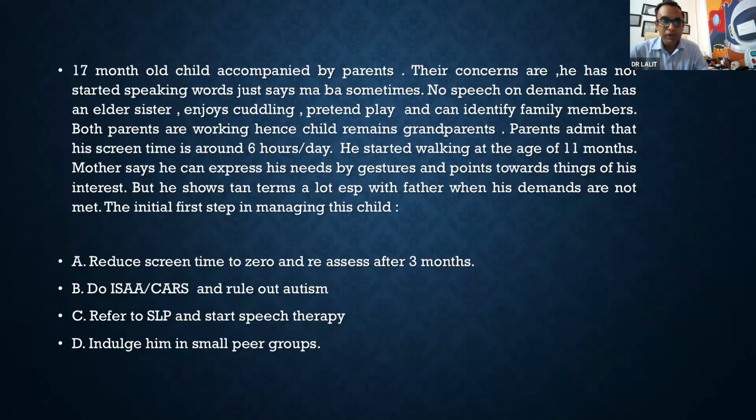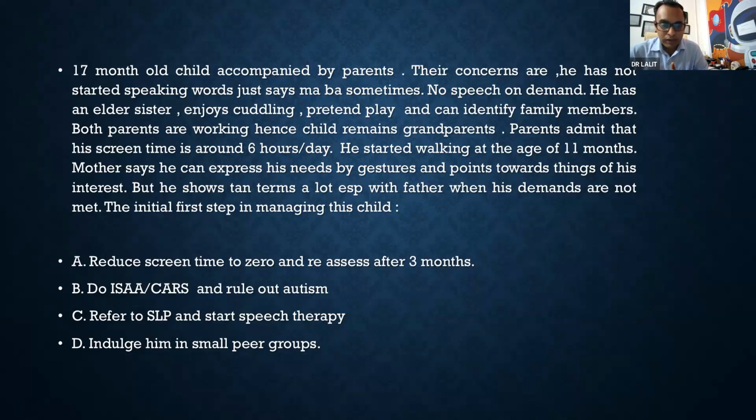He enjoys pretend play, which typically happens at the age of 15 to 18 months. He enjoys cuddling. There is no speech on demand, but he enjoys cuddling. He can recognize parents. His screen time is very, very high. So the first and foremost thing is you have to cut down the factor which is causing this, which could be virtual autism. So you have to cut down the screen time to 0 and reassess after 3 months.